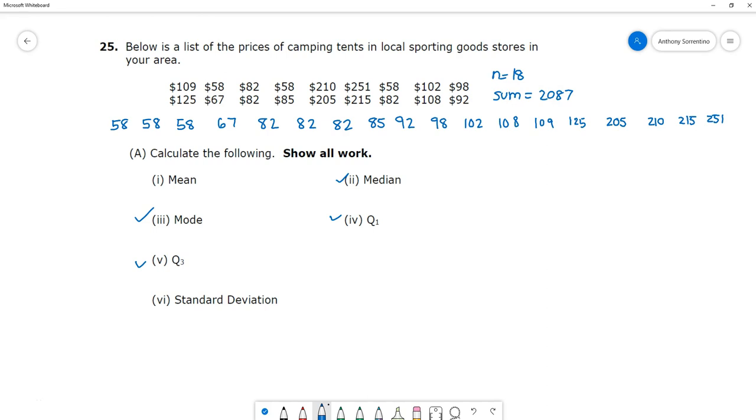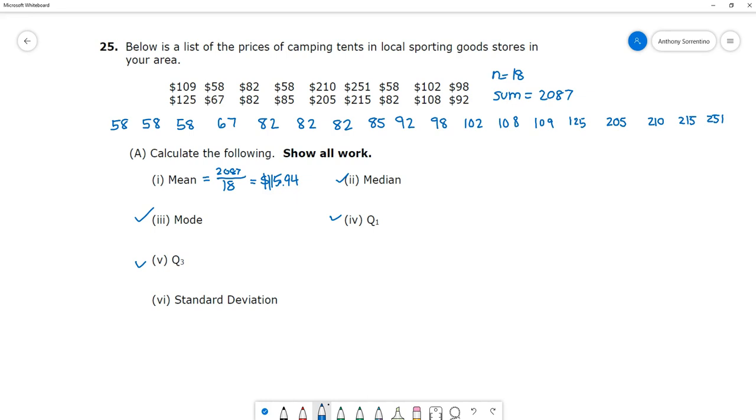So the mean would of course be 2087 divided by 18, and that comes out to be $115.94. So that would be the average. We would report that as the average or the mean price for tents at local sporting goods stores.